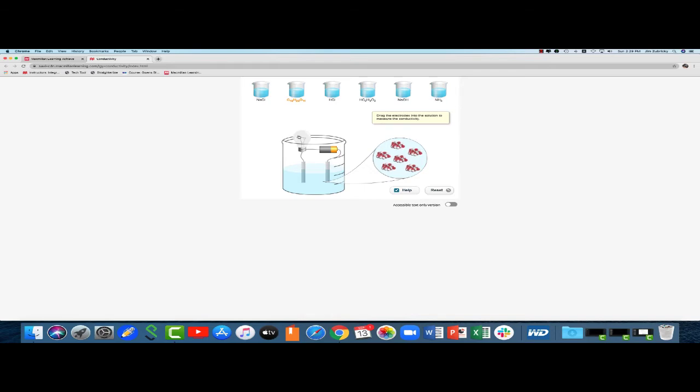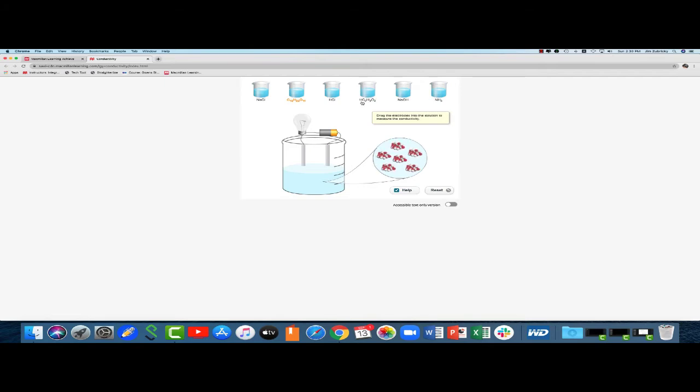Okay, nothing's lighting up. Let me put the wires really in there. That's as far as they go. All right, so we know that sodium chloride is an electrolytic solution. Sucrose is a non-electrolytic solution. All right, well, what about this one?